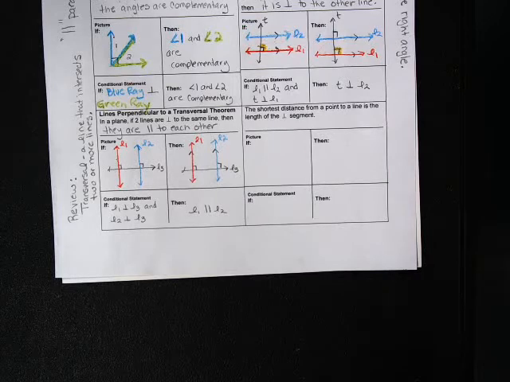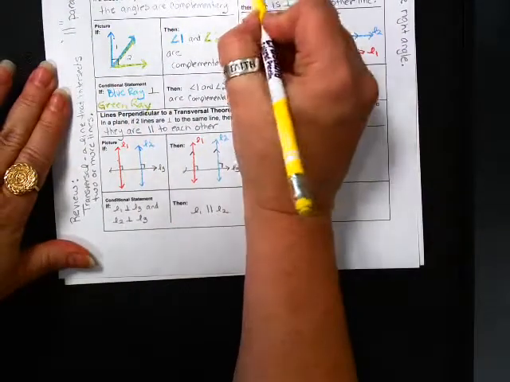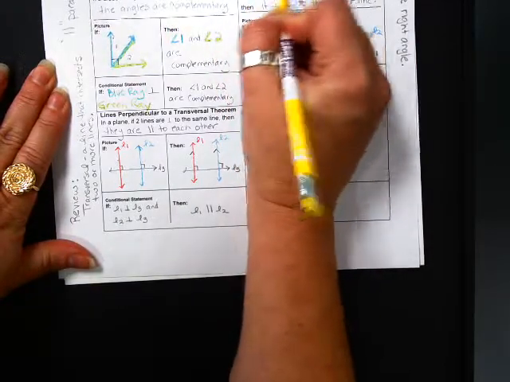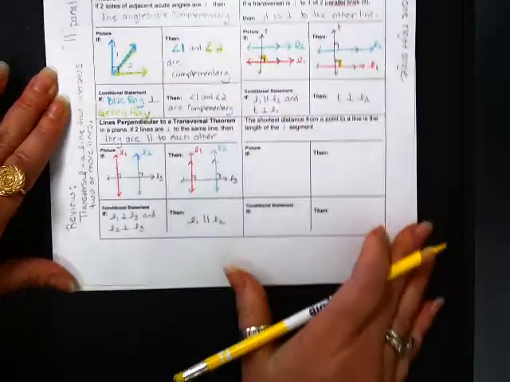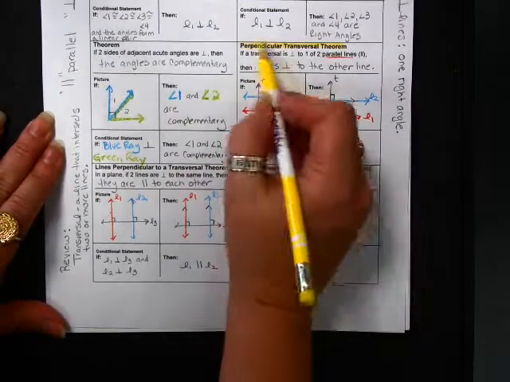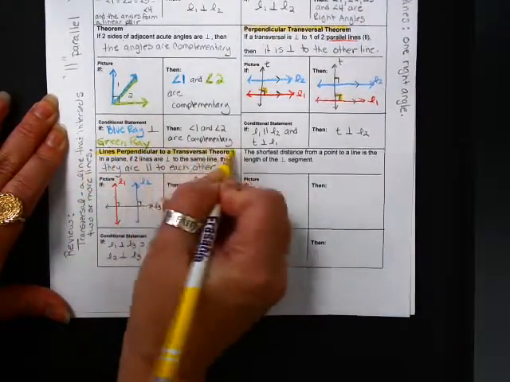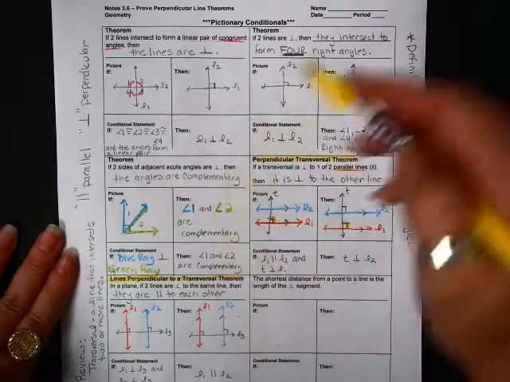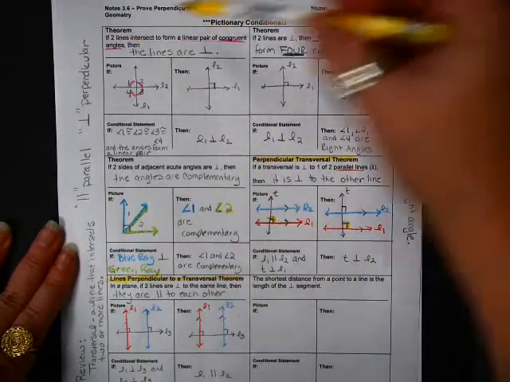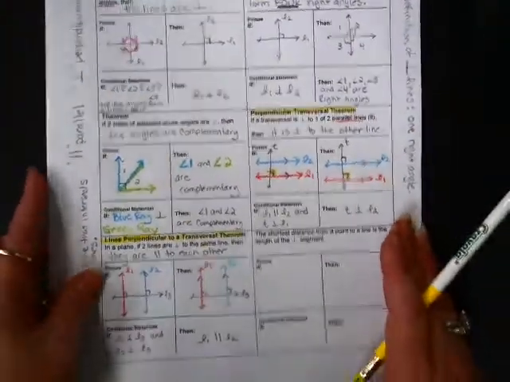Okay, almost done. This one doesn't have a name that's in bold like this one does. This one, when you're using this in your proofs, you can just call it the perpendicular transversal theorem, because it's in bold. This one here, you can just call the lines perpendicular to a transversal theorem. But all the rest of them, notice how they don't have a special name? When it doesn't have a special name, that means that you have to write it all out. And these are the ones that are going to be on your yellow card.